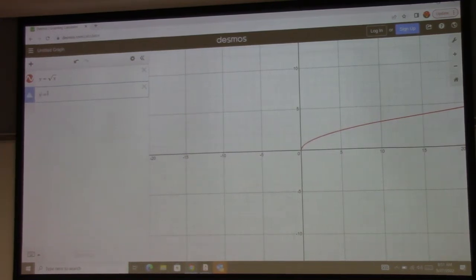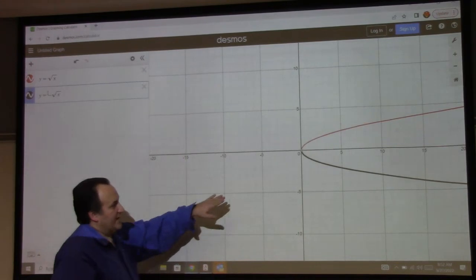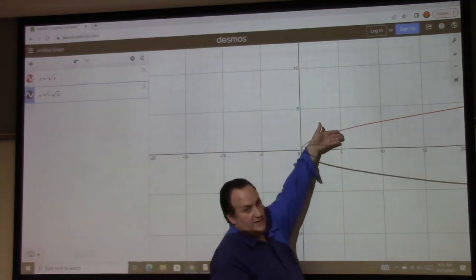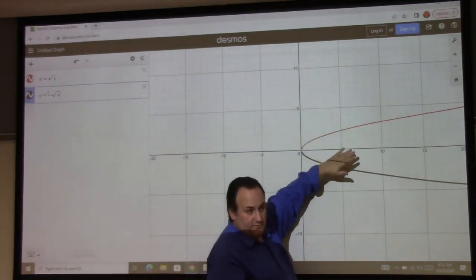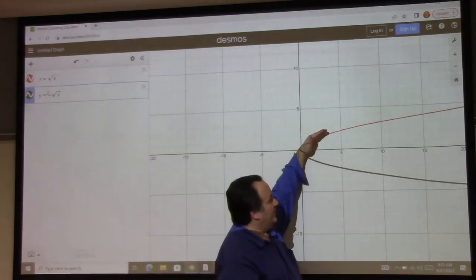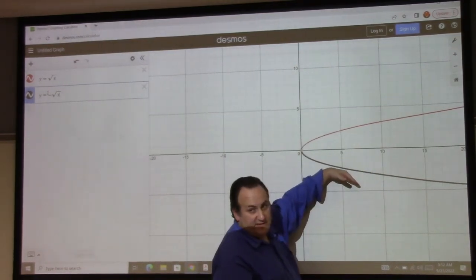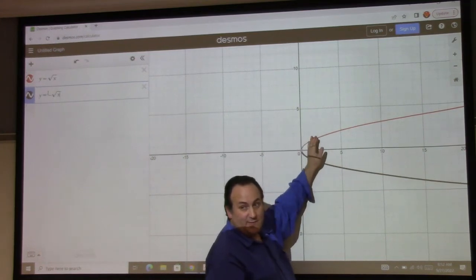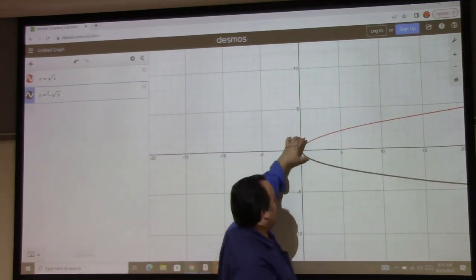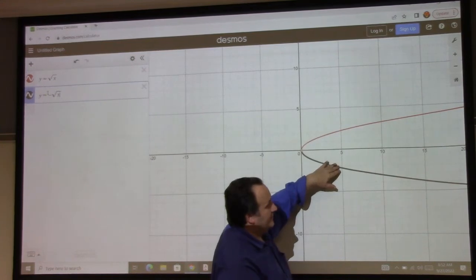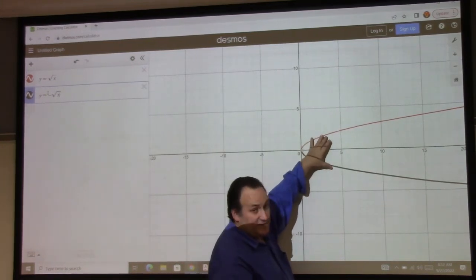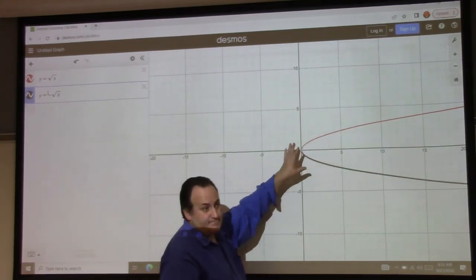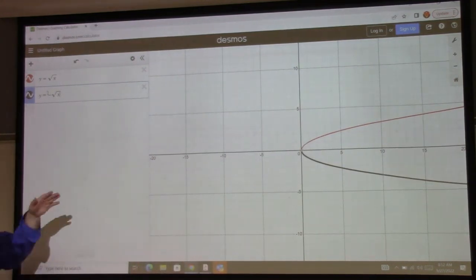Y equals minus square root of x. Okay, so what do we have? Y equals minus the square root of x is the black graph. This is called reflection over the x-axis. Pretty simple, right? If you put y equals square root of x and y equals minus square root of x together, you get a whole sideways parabola. The totality of the red and the black graph is exactly the solution set to x equals y squared, for what it's worth.